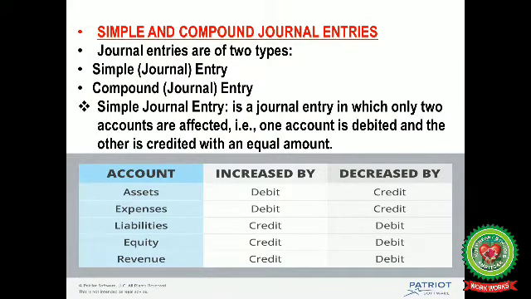Now another section of journal, that is simple and compound journal entries. Journal entries are of 2 types, simple entry and compound journal entry. Simple journal entry is a journal entry in which only 2 accounts are affected. One account is debited and the other is credited with an equal amount. Now if we talk about assets, if assets are increased, they should be debited, and vice versa, they should be credited if they are decreasing.